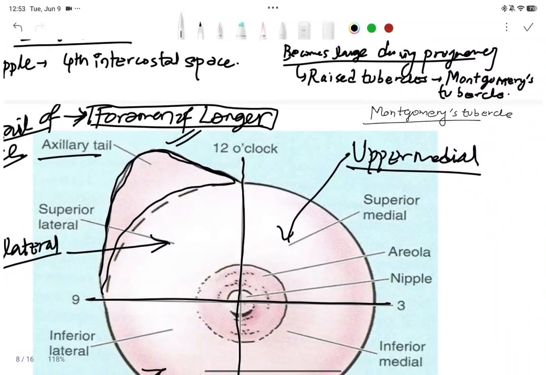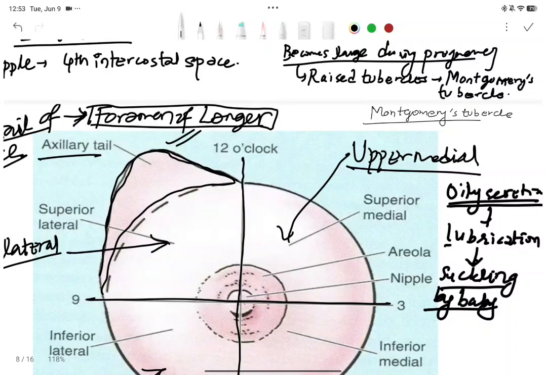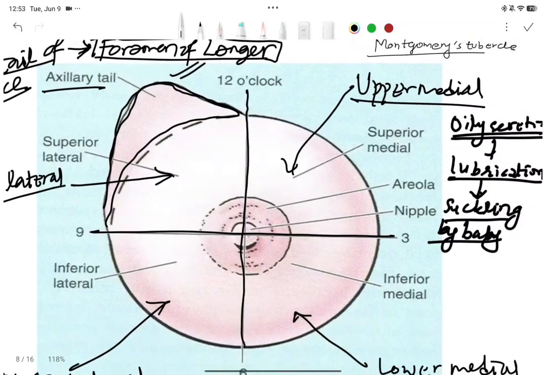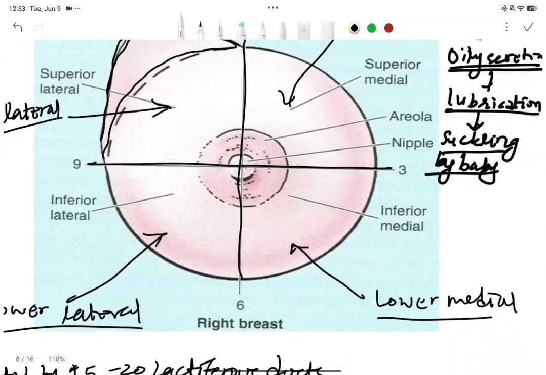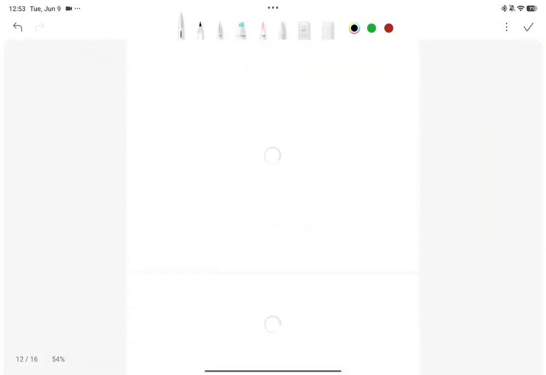lubrication. It produces an oily secretion that helps in lubrication during suckling of the baby. When the baby sucks milk, this produces the oily secretion that lubricates the nipple. Okay, so that was about the skin.